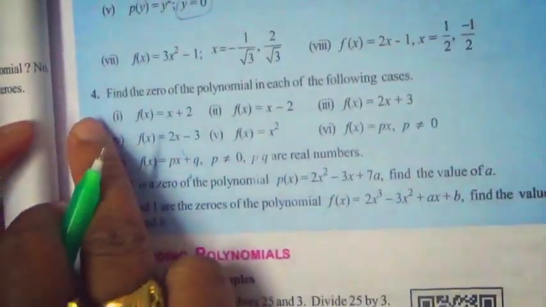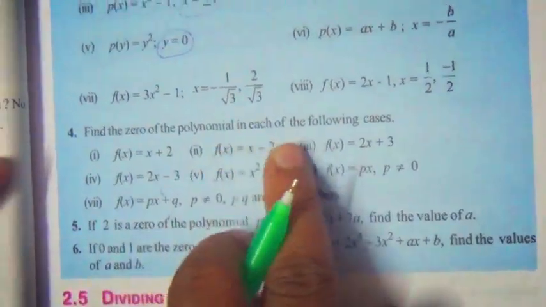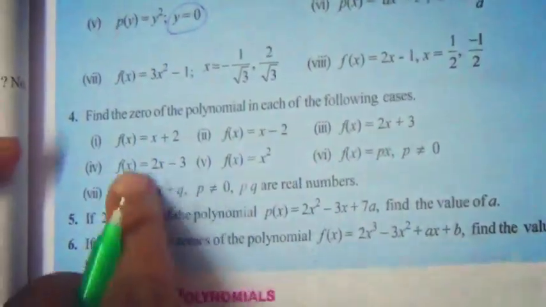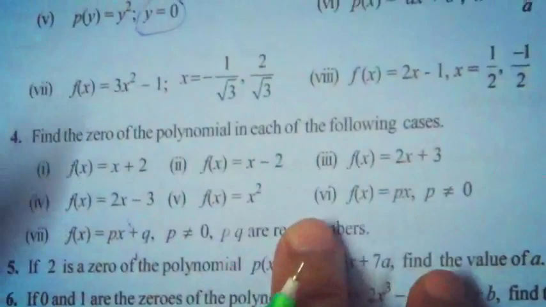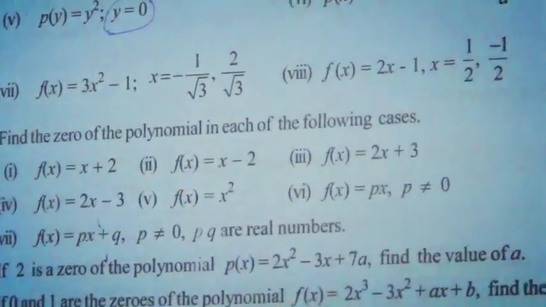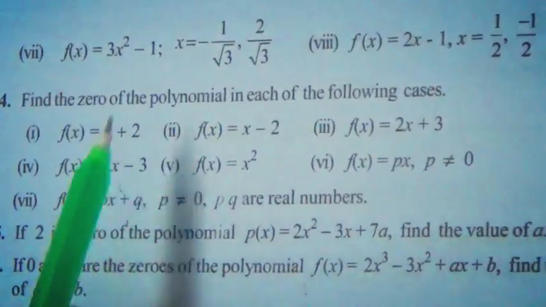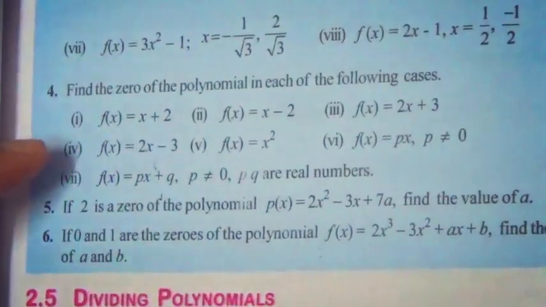And fourth Roman, look here: find the zero of the polynomial in each of the following cases. In each of the following cases we have to find out the zero of the polynomials. Already I told you in the examples, this polynomial has to be equated with 0.